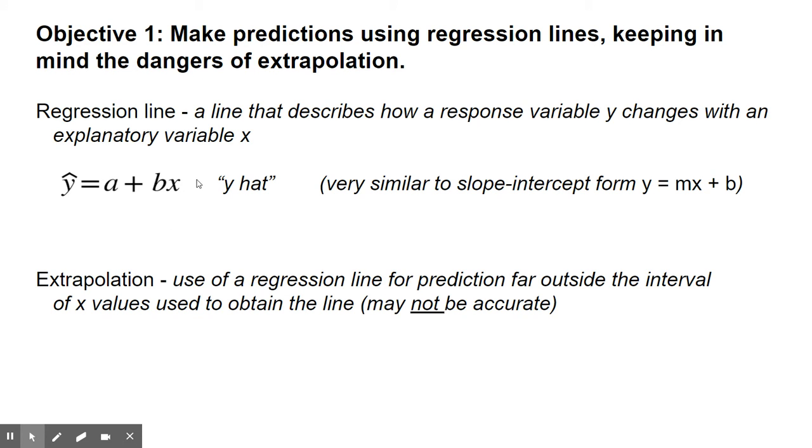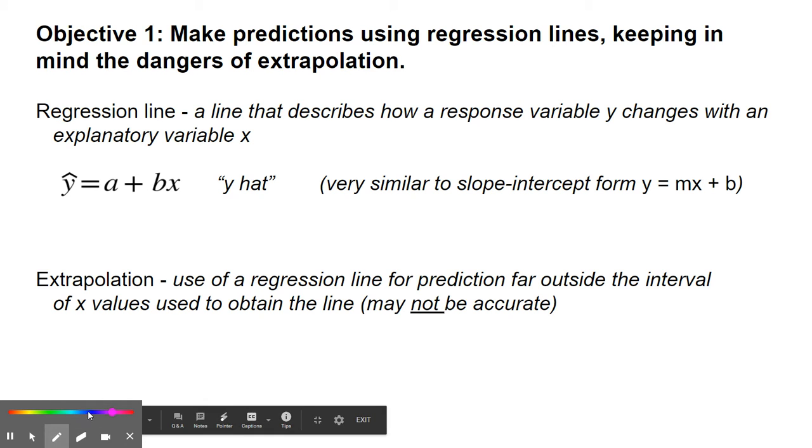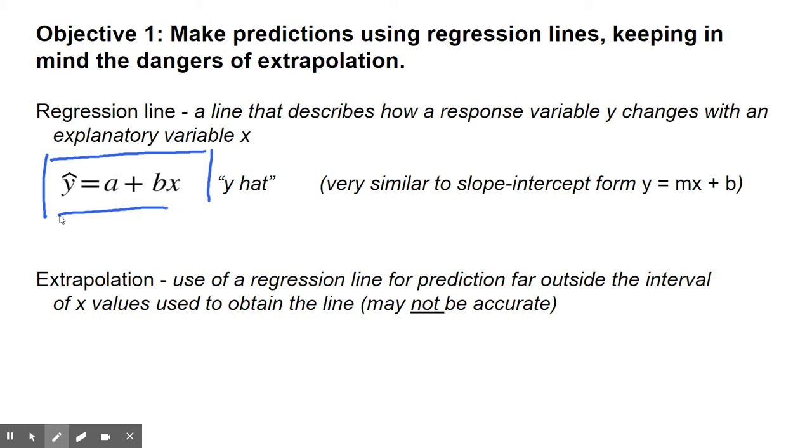So a regression line is a line that describes how your response variable y changes with an explanatory variable x. It is this equation right here, and this has to be an equation that you remember forever. y hat equals a plus bx. And again, this is y hat. y hat is the predicted value of y. So when you see this hat, think of the word predicted.